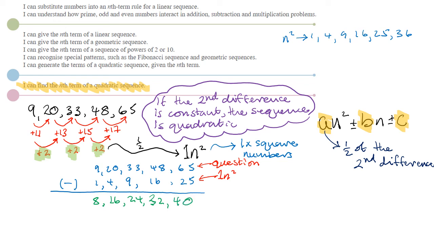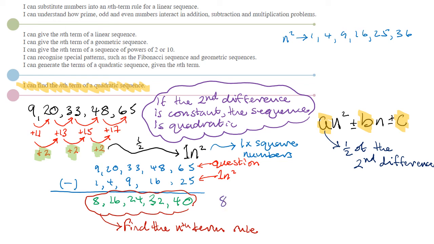Now we're almost finished. We look at what we've now got. I did the original sequence minus 1 times square numbers, and I'm left with this. Now all we do is find the nth term rule of that sequence, using exactly the same method that we used for a linear sequence. This sequence goes up in 8s, so I write 8n. And the number before the first one would be 0.